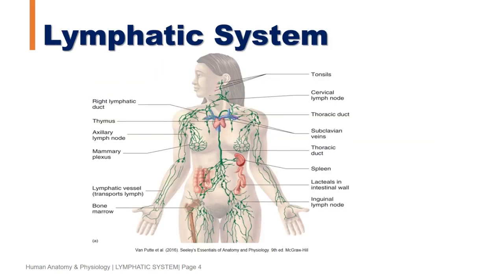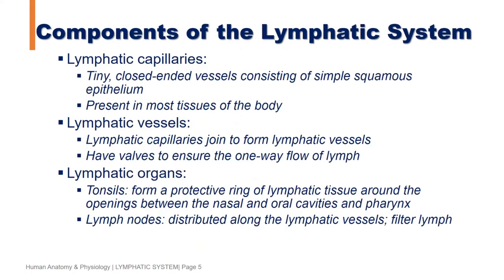Here is the lymphatic system, and we'll deep dive and discuss the functions and parts of the lymphatic system. Components of the lymphatic system. The lymphatic capillaries are tiny closed-ended vessels consisting of simple squamous epithelium present in most tissues of the body. We also have the lymphatic vessels. Lymphatic capillaries join to form lymphatic vessels, which have valves to ensure the one-way flow of lymph.